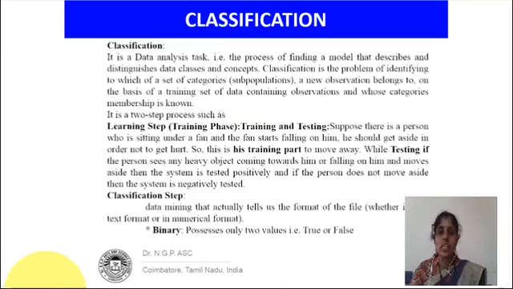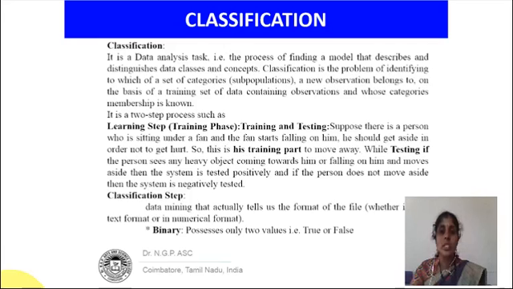And next comes classification. Classification is a data analysis task, that is, the process of finding a model that describes and distinguishes the data classes and concepts. Classification is a problem of identifying to which set of categories a new observation belongs. So two broad categories here. One is called the training phase, and the other the testing phase.